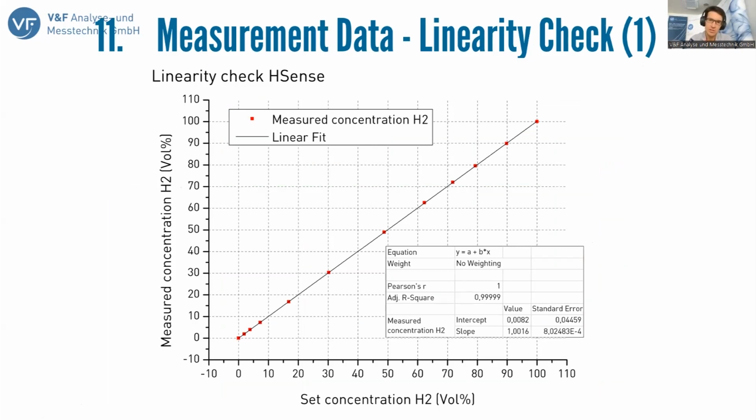specs. Again, this is a linearity curve for an HSense analyzer measuring concentrations up to 100%. We see here the coefficient of determination is pretty much as close to 1 as you can get. Slope is also only 0.1% away from 1, and intercepts are also very good. So this is the amount of linearity that you can expect from an HSense instrument.